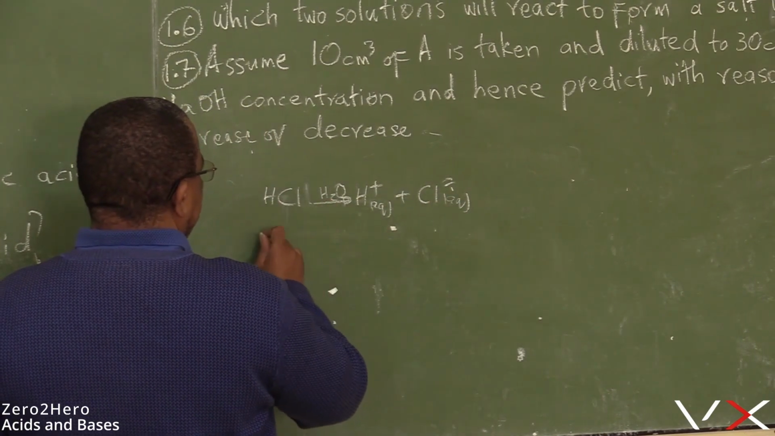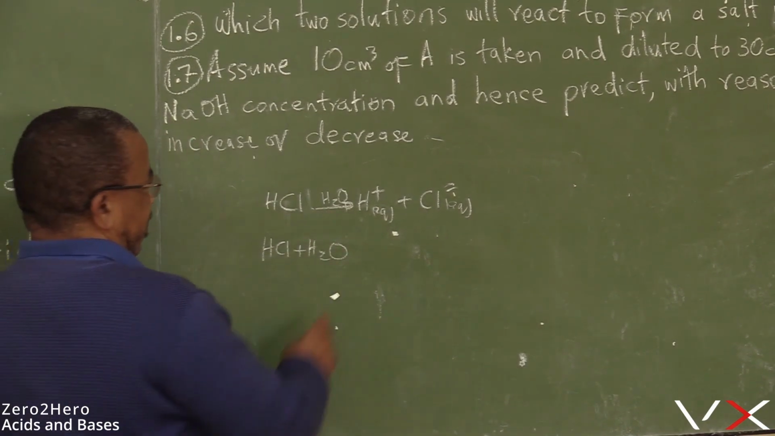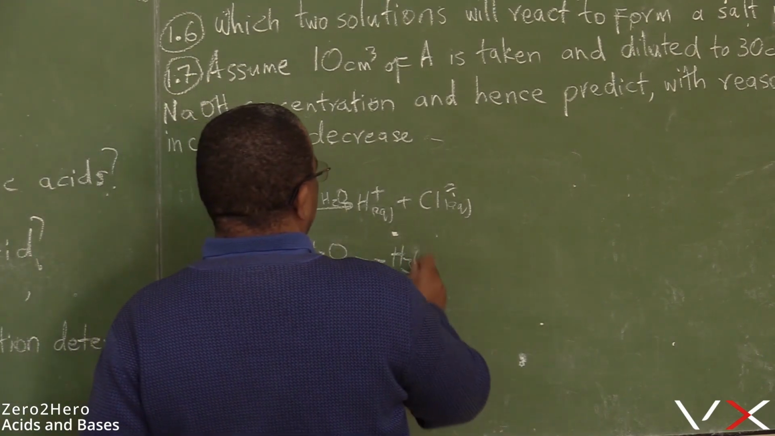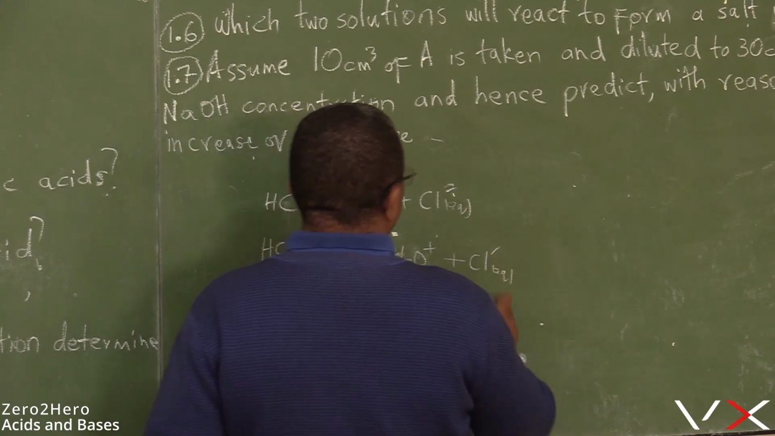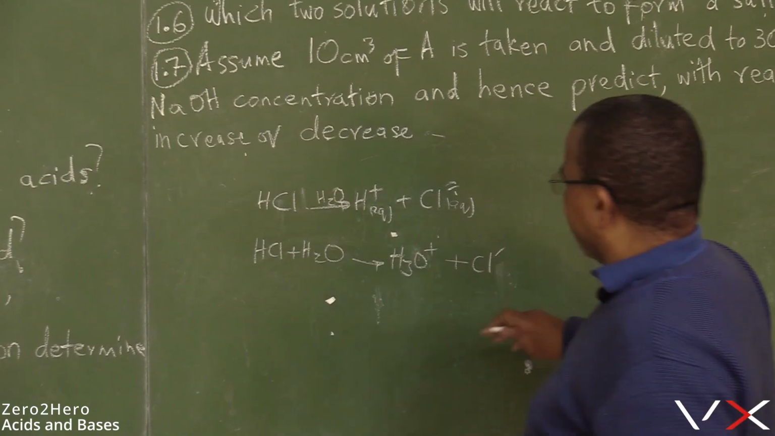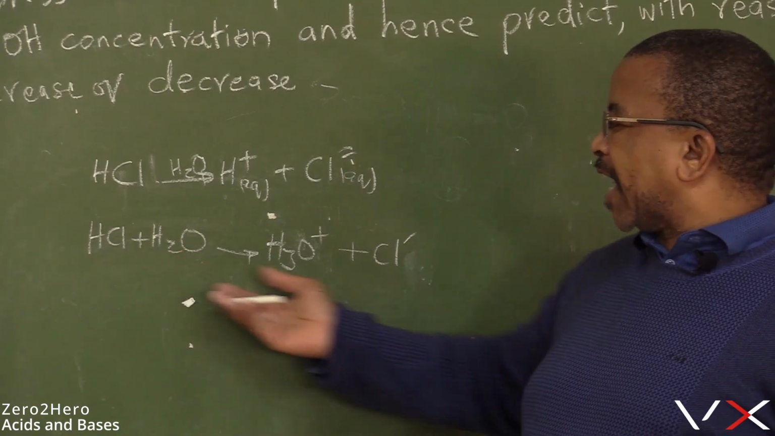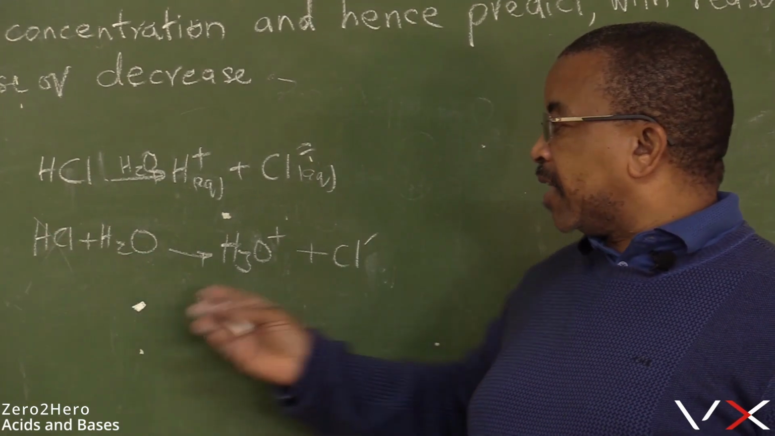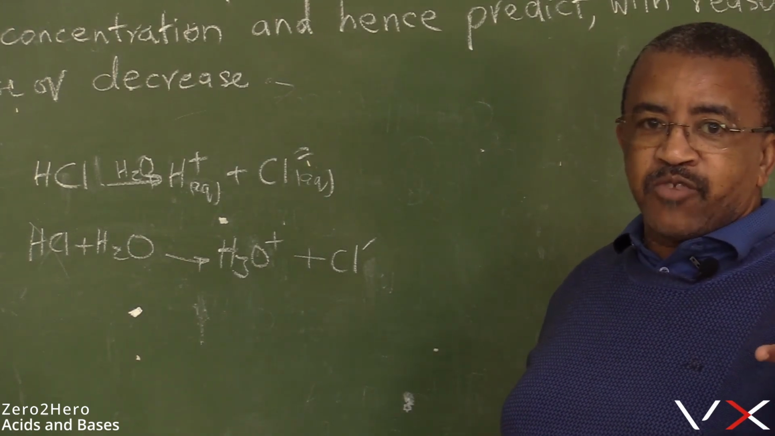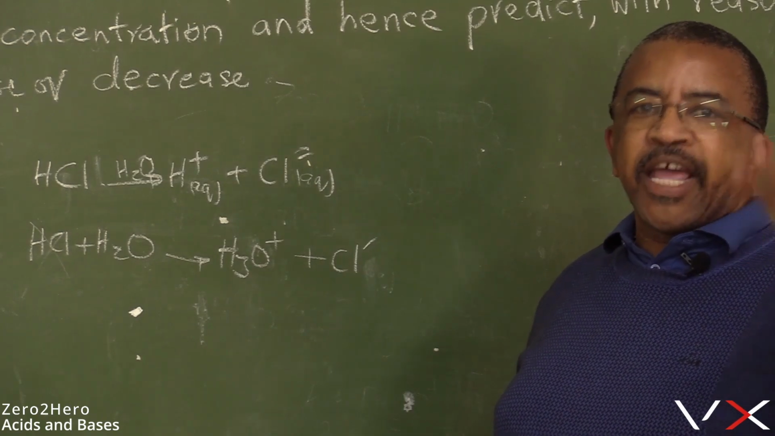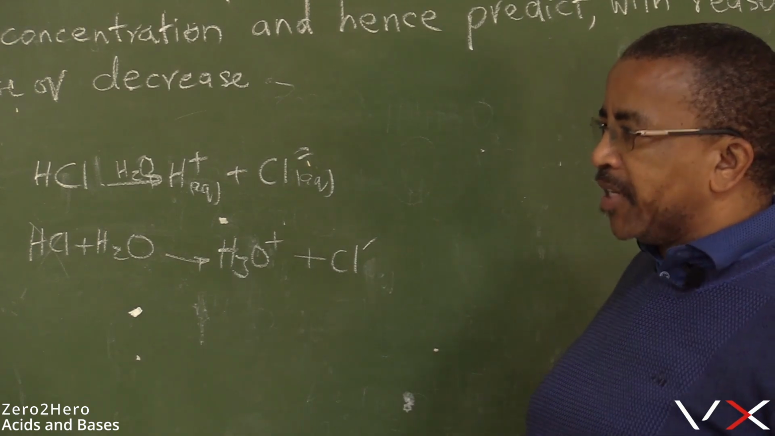Or we can say HCl plus water forms H3O plus and Cl- aqueous. So we have HCl in water, and it dissociates completely. Then that is a strong acid. Any substance that when it dissociates in water forms H+ as one of the products and the other ion, but dissociates completely, is a strong acid.